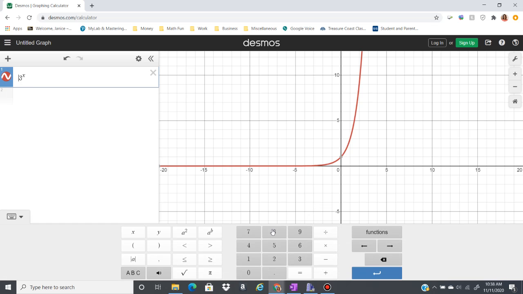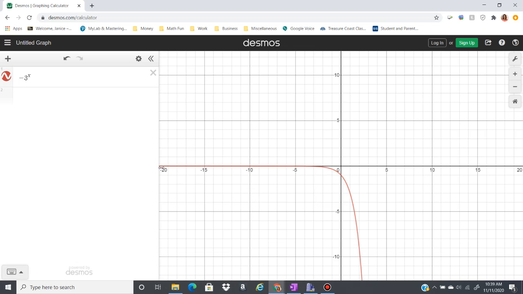Now, if I take this and I make this graph negative, it flips. See how it flips? Now your range is going to be from negative infinity to 0. And then instead of passing through the point 0, 1, we're going to pass through the point 0, negative 1.